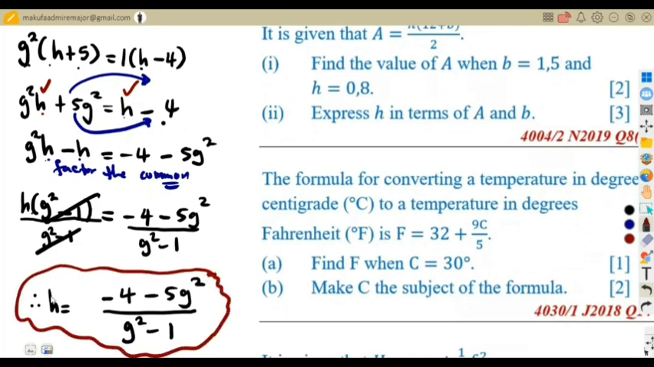Making H the subject, we are supposed to be having H only on this side, not to say we've got H here and we also see H on this side. That is not making H the subject. It must be found on one side of the equation.